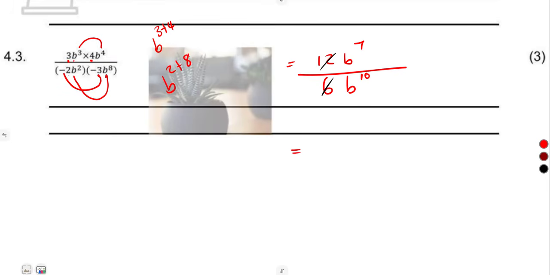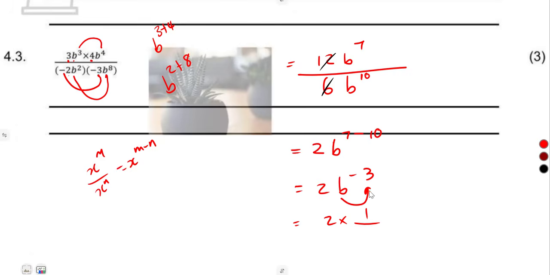So this is just a division. 12 divided by 6, that's a 2. This time we are dividing the same bases, so we must subtract. Division of same bases, you subtract your exponents. So that's 2b to the exponent of 7 minus 10. You have to subtract, which is 2b to the exponent of minus 3. Remember, how do you remove a negative, guys? We talked about this. It is 1 over that, b to the exponent of 3.